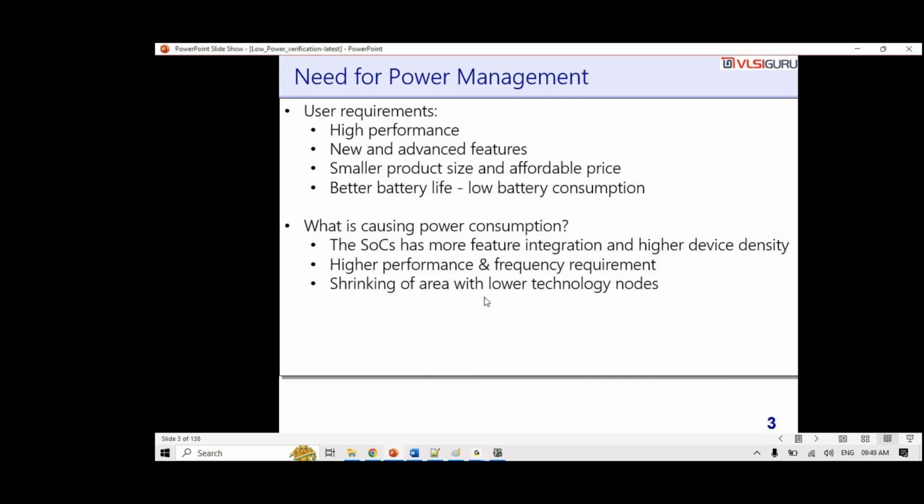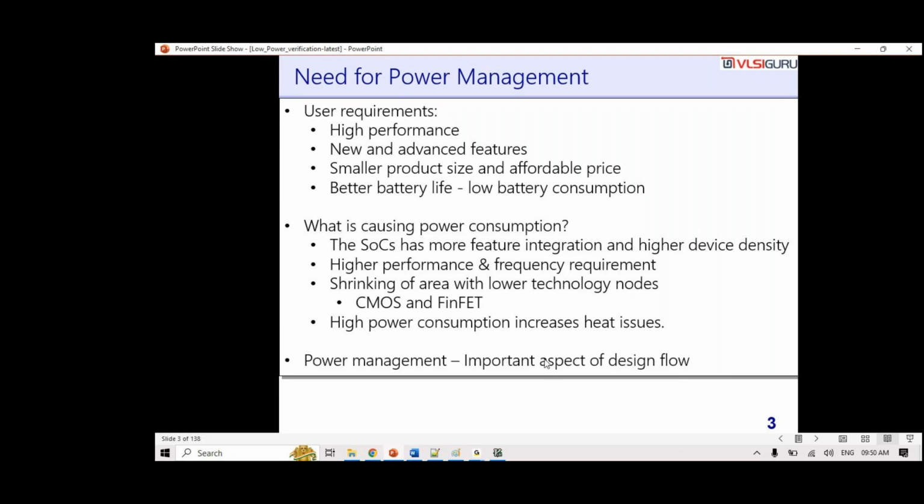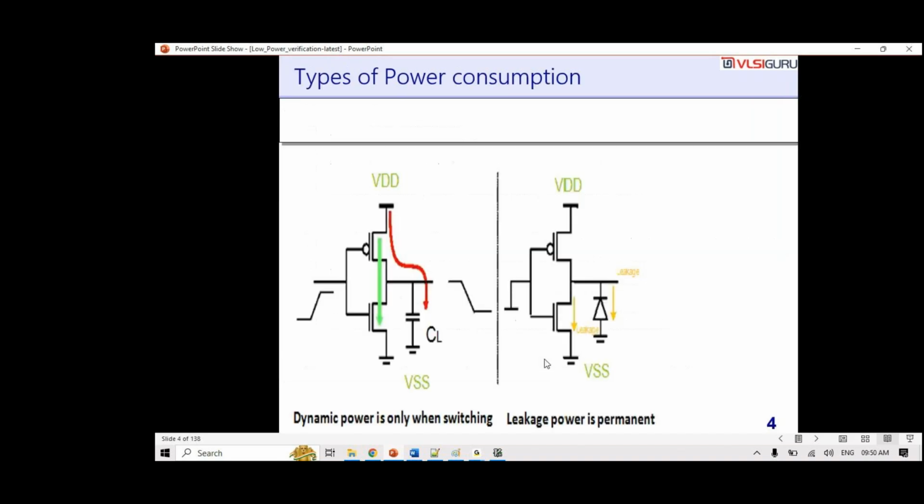And there is shrinking of area with lower technology nodes, for both CMOS and FinFET. Higher power consumption also increases the heat issues. Since you are generating more power in a smaller area, that leads to increased heat issues. That is where power management becomes very important, where you need to efficiently manage both the leakage power and the dynamic power. That is something we'll talk about in the next part of the slides: how do we manage those things? So now let's briefly talk about two types of power consumption.